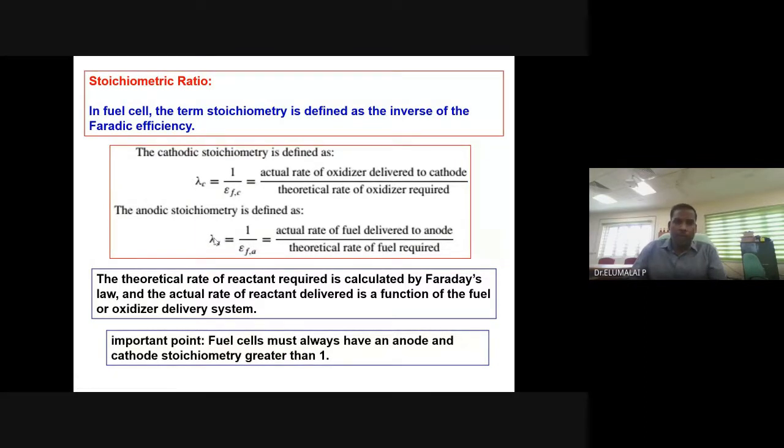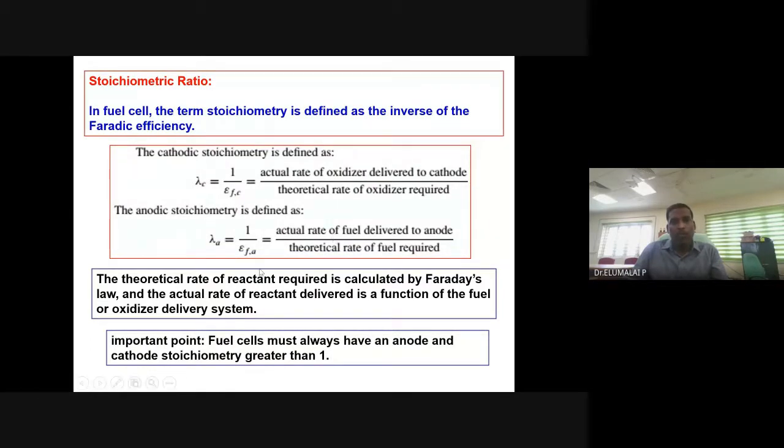Stoichiometry ratio for the anode. Anode stoichiometry, cathode stoichiometry. You see that. So for a better performing fuel cell, these numbers should be greater than 1. Greater than 1 means the actually supplied amount is more than what is theoretically required. What is actually supplied to the anodes and the cathodes?